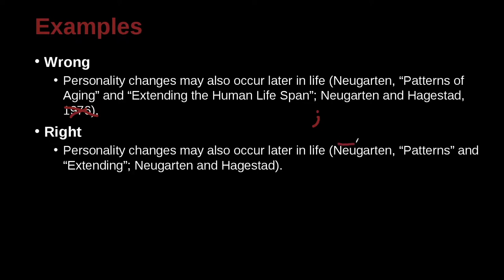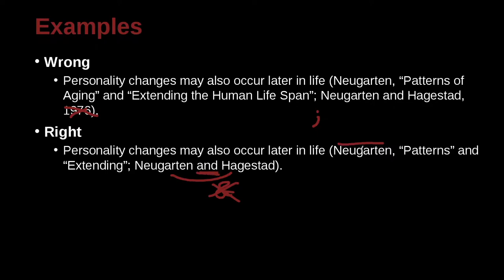Neugarten is an author. Neugarten and Hagestad are authors together on one paper. We have two. So we use the and here. That's also different than the APA. We do not use the ampersand in MLA, no. So we're inside the parentheses, but still we use the word and.